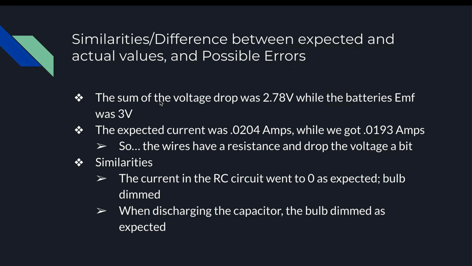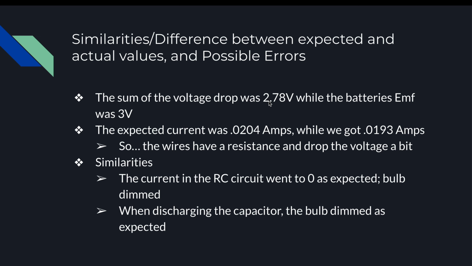Similarities and differences. If you notice before, the voltage drop did not equal 3 volts, it equaled 2.78 volts. So basically the wires have a resistance, and it causes a bit of voltage drop. Because of the increased resistance as well, the current is also going to decrease.